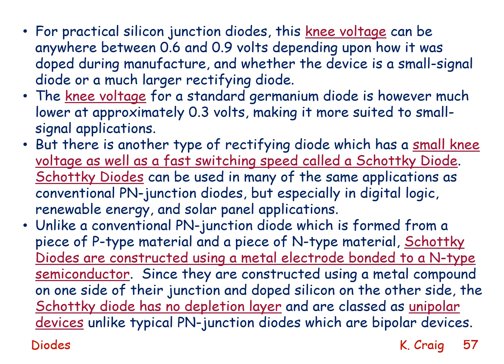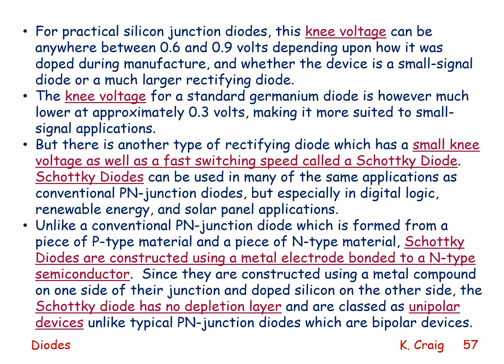For practical silicon junction diodes, this knee voltage can be anywhere between 0.6 and 0.9 volts, depending upon how it was doped during manufacture and whether the device is a small signal diode or a much larger rectifying diode. The knee voltage for a standard germanium diode is, however, much lower at approximately 0.3 volts, making it more suited to small signal applications. But there is another type of rectifying diode which has a small knee voltage as well as a fast switching speed, which we now know is called a Schottky diode.